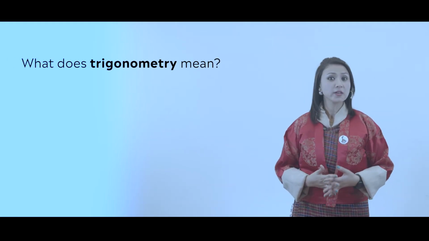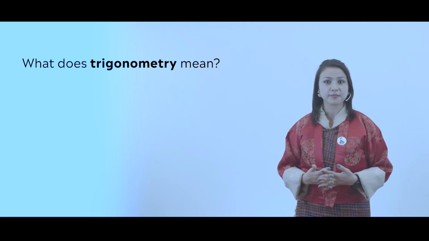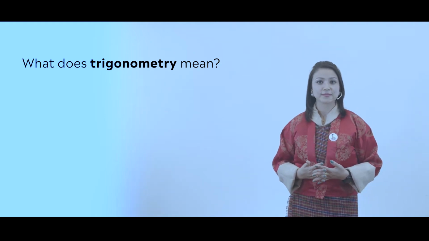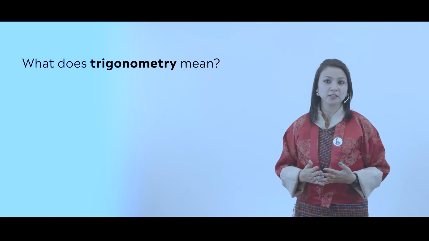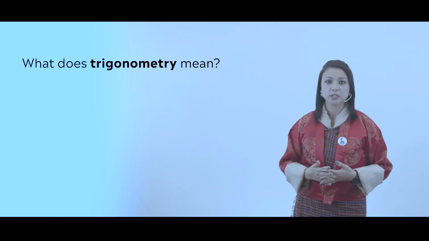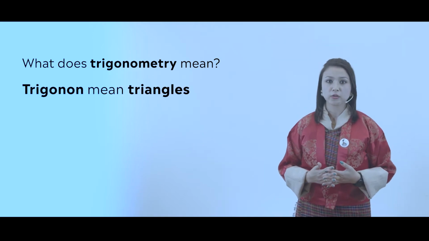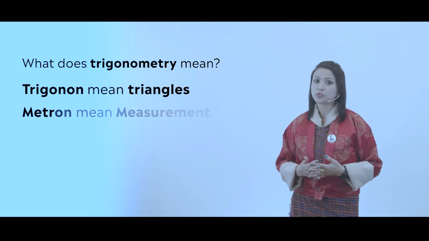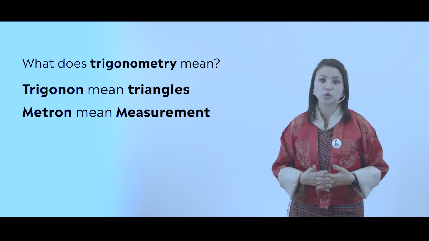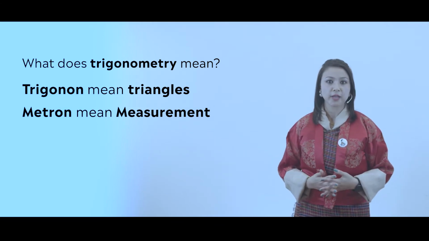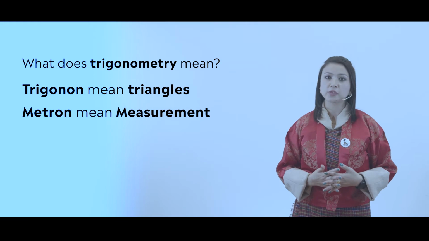Now, let us begin our lesson by asking a simple question to ourselves. What does trigonometry actually mean? Did you all think about the answer? Well, this word trigonometry is derived from a Greek word, trigonon, meaning triangles, and metron means measurement. So in simple words, trigonometry is the measurement of triangles.